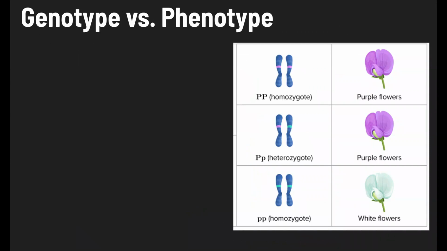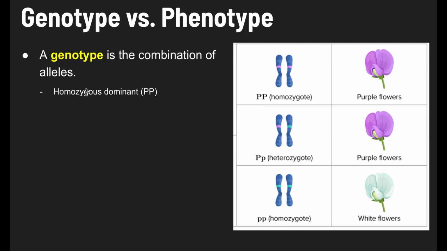Now we're going to finish up by talking about genotype and phenotype. So on the left here, you'll see the combinations of alleles that we were just talking about. Big P, big P, big P, little p, little p, little p. Now, when we say that, we're talking about a genotype. When we say the combination of alleles, we're talking about a genotype. And so there's three possible genotypes here. There's the homozygous dominant genotype, the heterozygous genotype, and the homozygous recessive genotype.